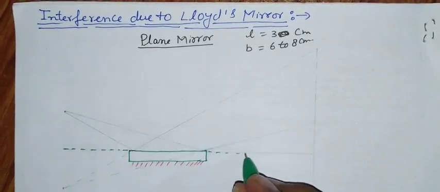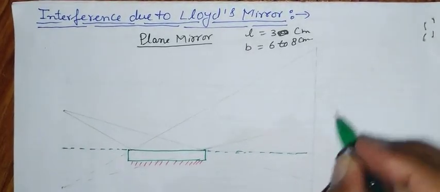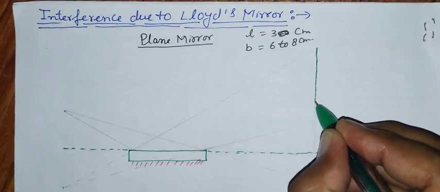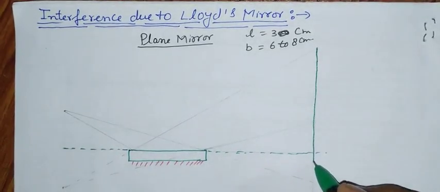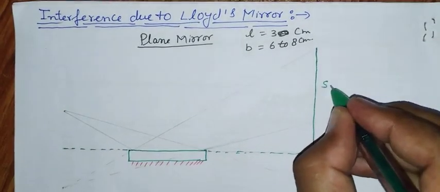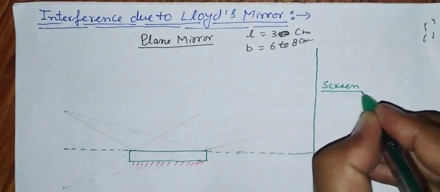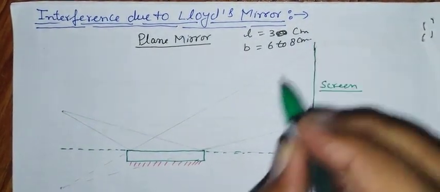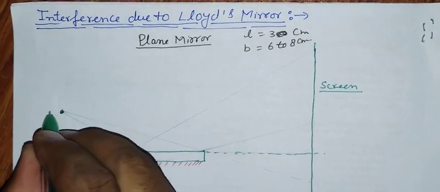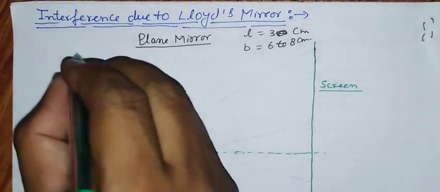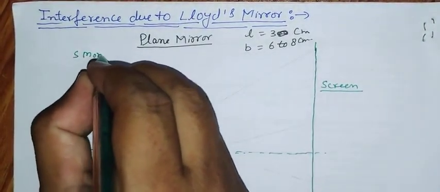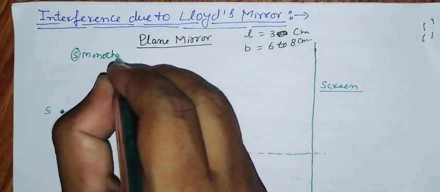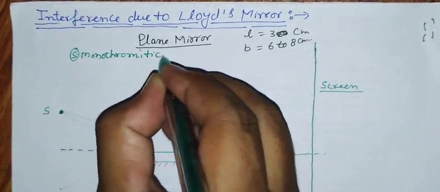Take a dotted line here and treat this vertical line as a screen where interference fringes will be formed. Let here be a source S. Source S is a source of monochromatic light.